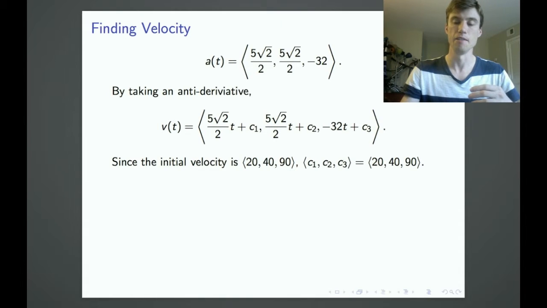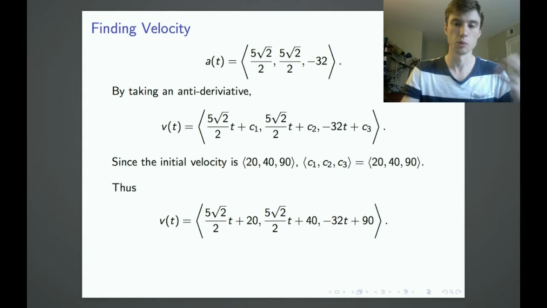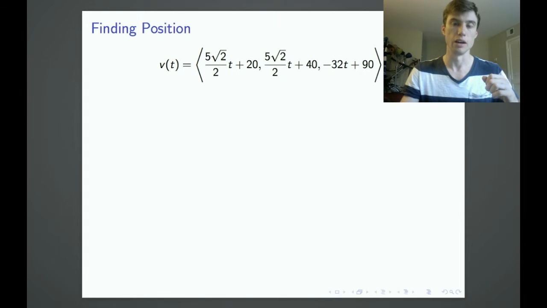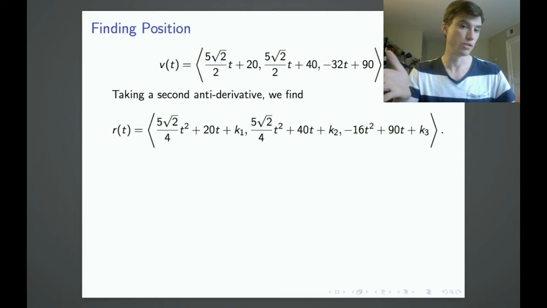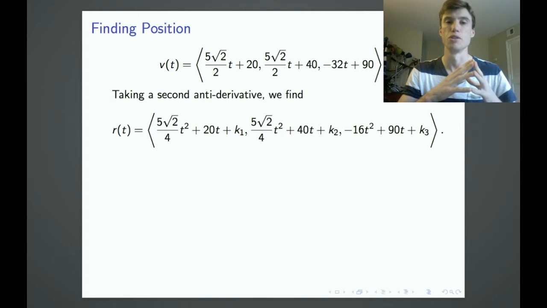Okay, with this bit of information, we have the specific velocity function associated to our situation, and with this specific velocity function, we can then take a second antiderivative to find the position function. Now here's our velocity function rewritten. We take an antiderivative of each coordinate, much the way we did previously, and our linear functions have antiderivatives which are quadratics, and the first coordinate is 5 root 2 over 4 t squared plus 20t plus k1, and the other coordinates you can find similarly.